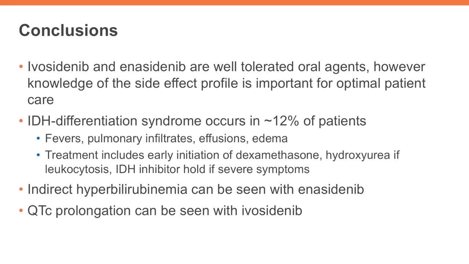Also hydroxyurea if there is concomitant leukocytosis. You can hold the IDH inhibitor, but again, the most important thing to do is to start those steroids. Also, just to be aware that indirect hyperbilirubinemia can be seen with enasidenib and QT prolongation can be seen with ivosidenib.